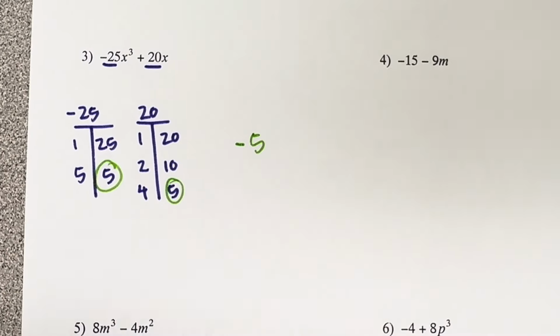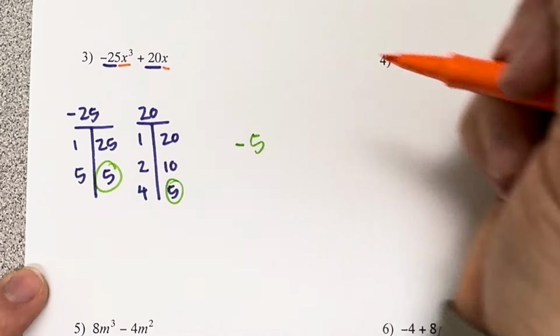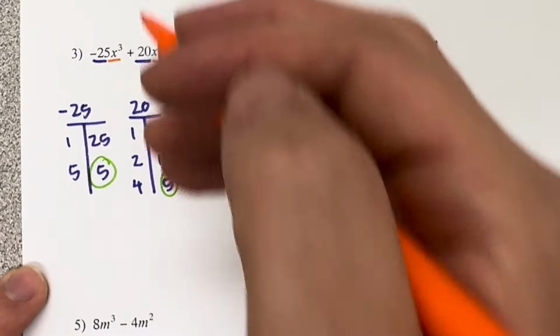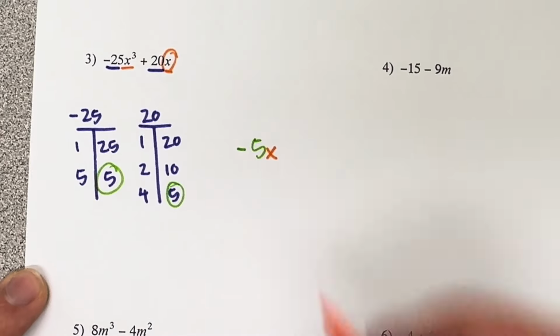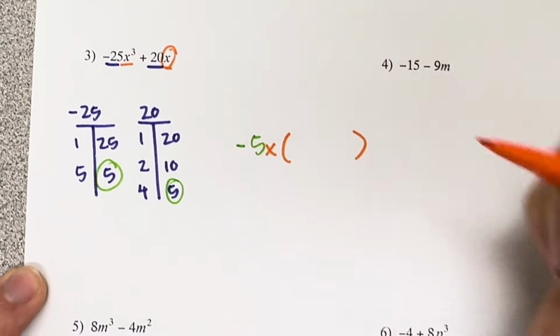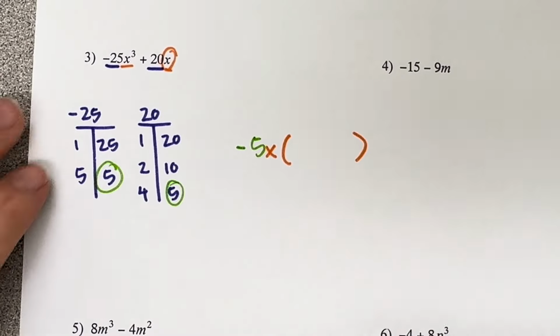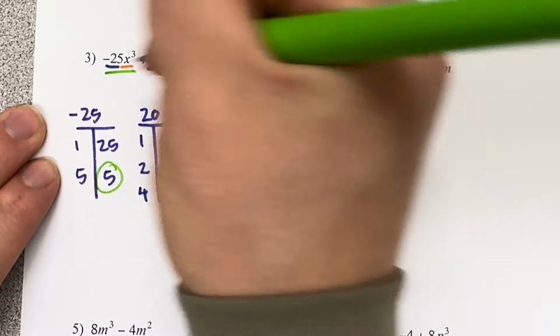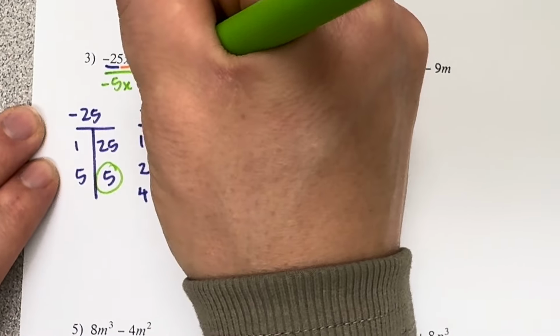Now I need to look at my variables. First term has 3, second term has 1. Take the lesser amount. Take 1. 1 can come out. Let's figure out what's left inside when I divide out my GCF. Now I'm going to take both my terms and divide by my GCF, which is negative 5x.